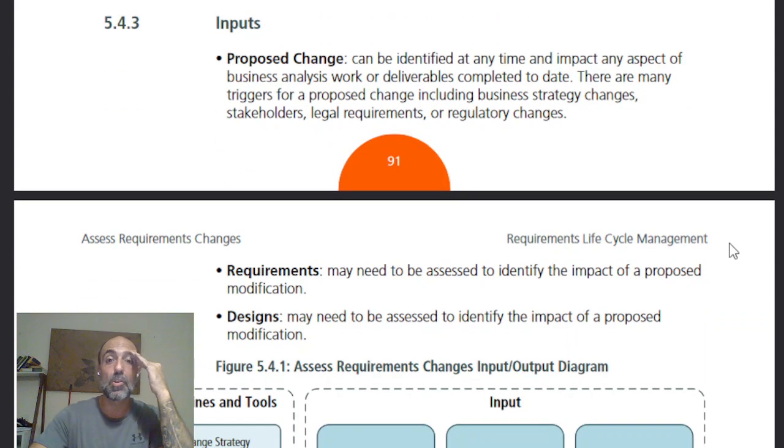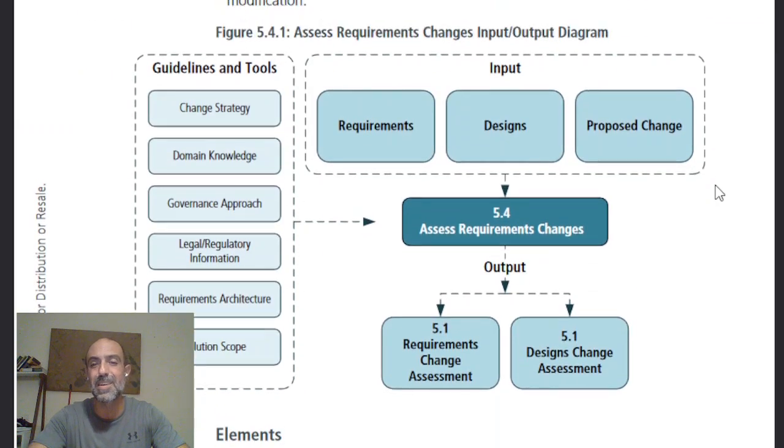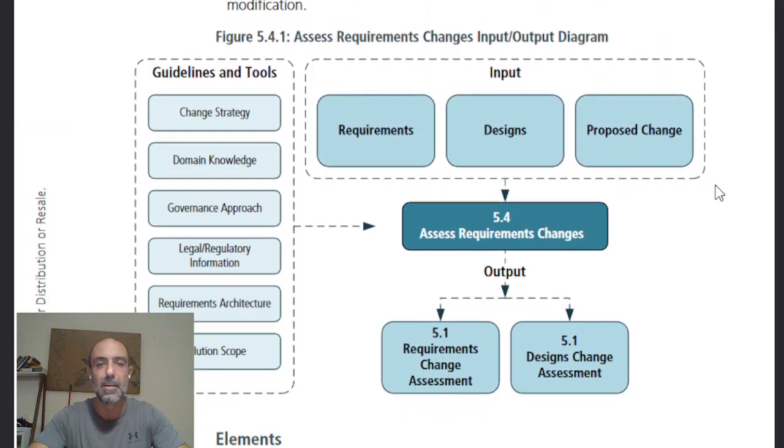Inputs: a proposed change can be identified at any time and impact any aspect of the business analysis work or deliverables completed to date. You never know when a stakeholder goes like, I'm thinking of this. There are many triggers for a proposed change, including business strategy changes, stakeholder requests, legal requirements, or regulatory changes. Requirements may need to be assessed to identify the impact of a proposed modification. Once you're approaching a change, you have to look at the requirements that it affects or that affect it. And the designs may be assessed to identify the impact of proposed modifications. Anytime we're touching the requirements, we're touching the designs.